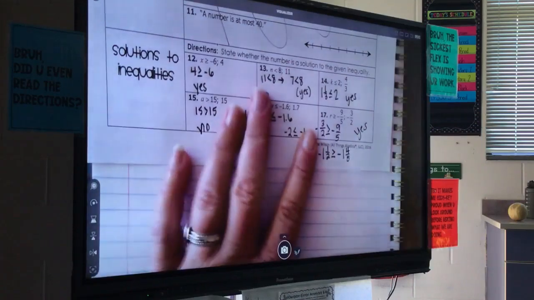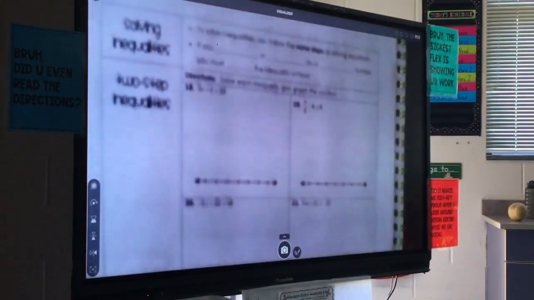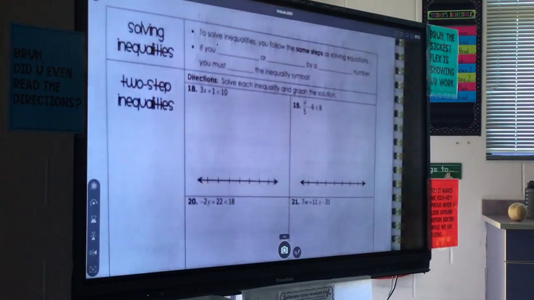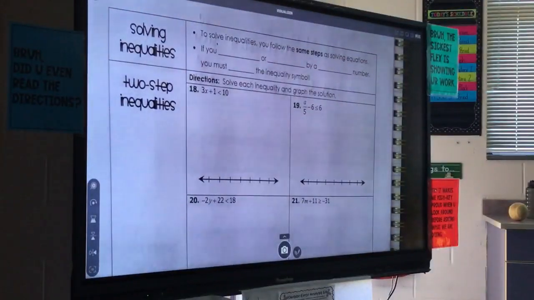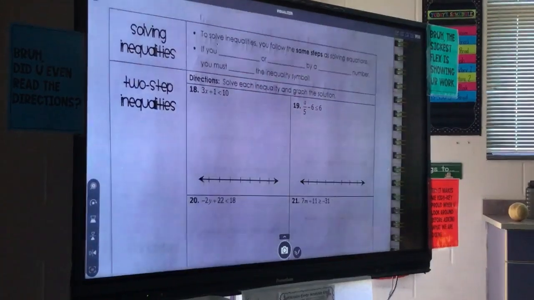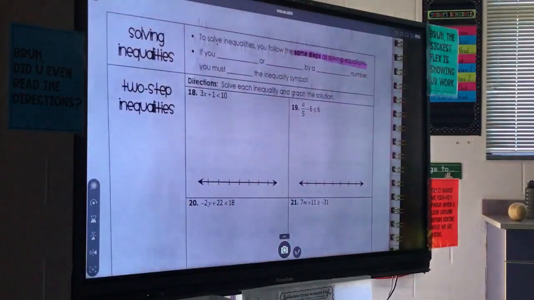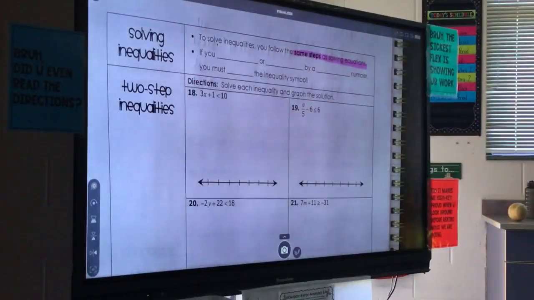All right, flip your paper over. So just a tad bit of review on when we are solving inequalities. When you solve inequalities, it is the exact same steps as solving equations. Do not forget that. They are the exact same. What is the only difference between an inequality and an equation? What's the only difference? The equal sign. It's either an equal sign or it's an inequality symbol.